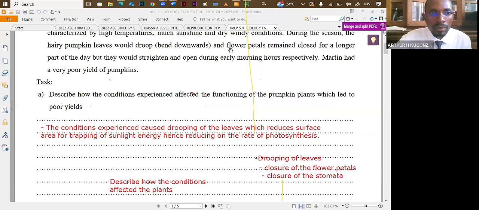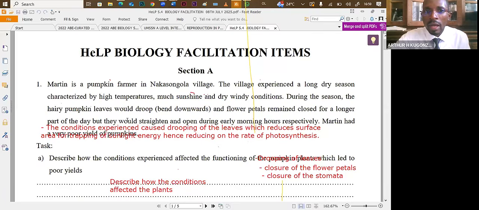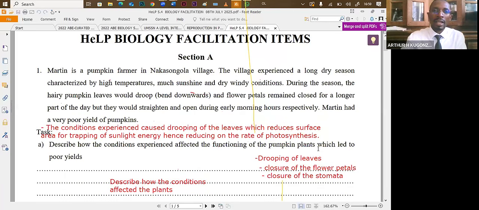We just want to know whether we specify the problem or not. Like the condition in the scenario, we have the dry weather conditions. Do we specify that the dry weather condition caused this, or we just say that the conditions experienced? Well, now, these conditions are not unique. They don't cause different effects in the plant. All of these conditions lead to these things that we have highlighted here.